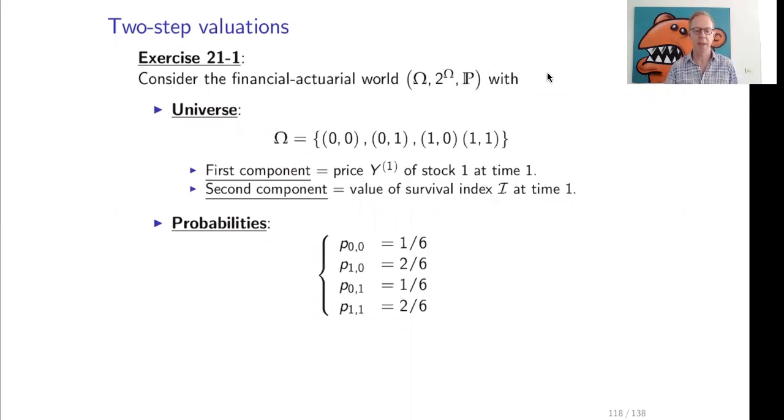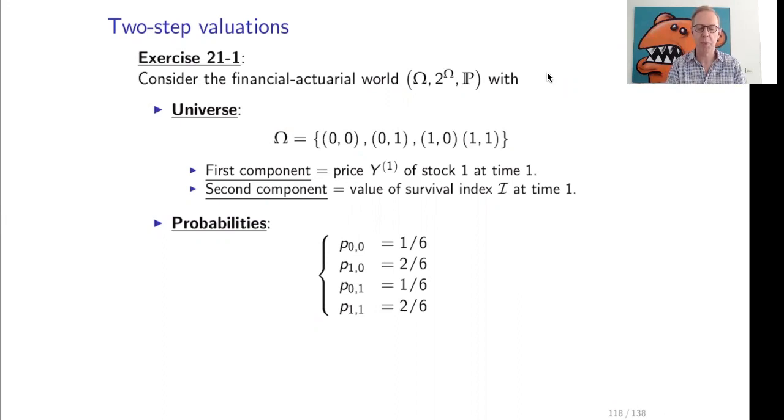Let us first have a look at exercise 21. The setting of exercise 21 was also considered in exercise 13 for hedge-based valuations. Here we will have the same setting, but in the setting of two-step valuations. So we consider again a financial actuarial world where the universe is given by four couples, which represent the states of the world or the scenarios in which we are interested at the end of the year.